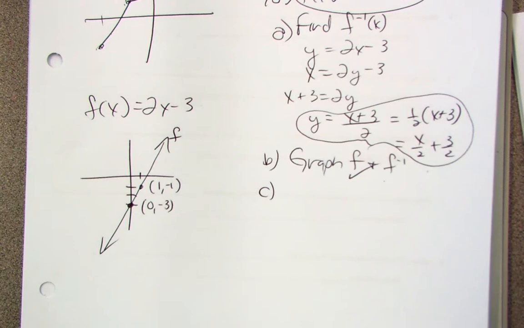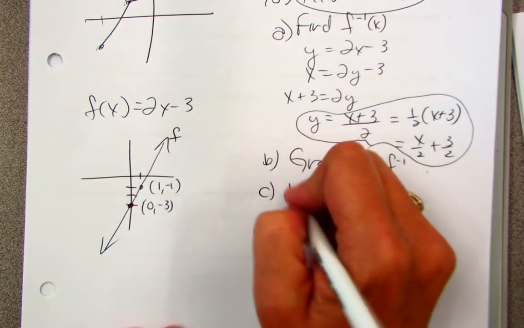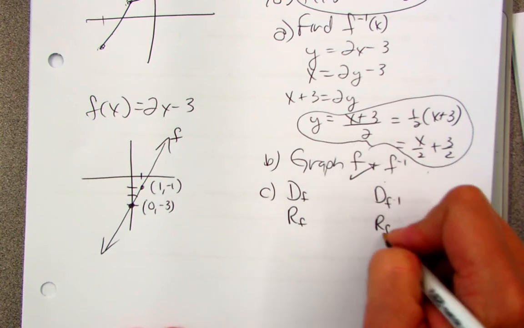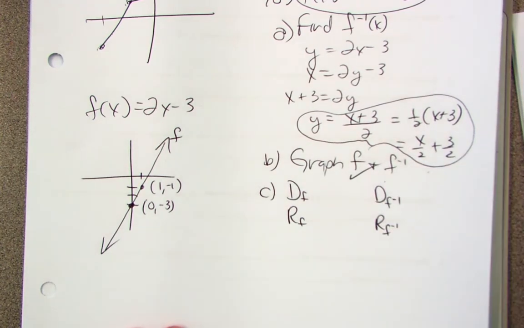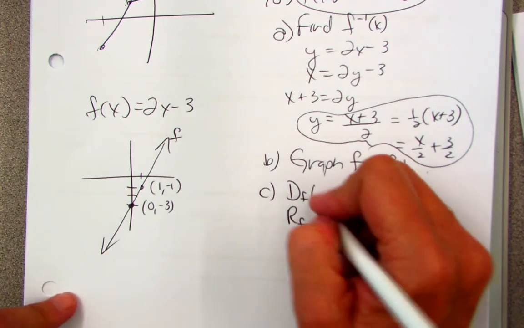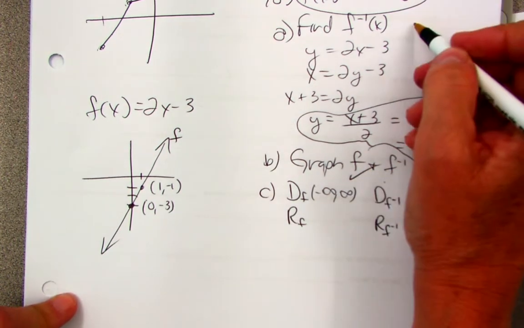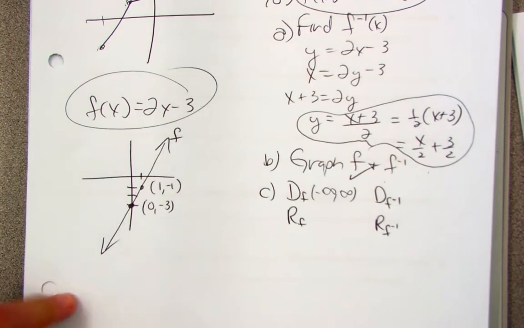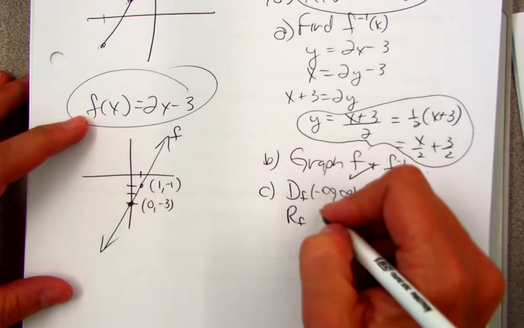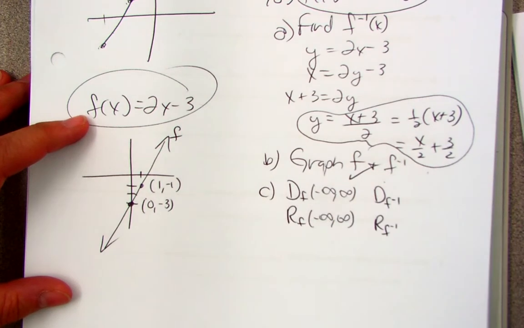Let's see what C says. It says use interval notation to give the domain and range of f and f inverse. Now this one happens to be an easy one. So I'm supposed to find the domain of f and the range of f and the domain of f inverse and the range of f inverse. Well, let's just do this one here that I've already got graphed. Can't I use all x's? I can use any x I want. What y will come out of it? Any y, all y's. This one happens to be an easy one.